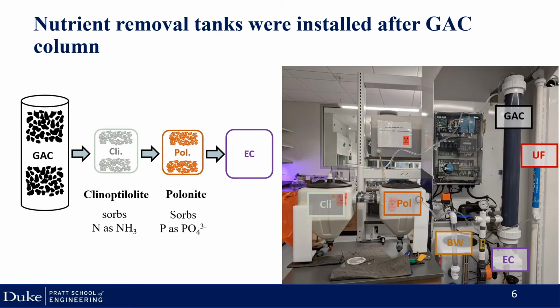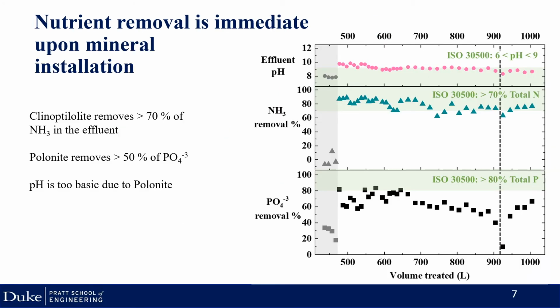Keeping that in mind, to improve polonite sorption capacity, the nutrient removal tanks were installed after the GAC column step and before the electrochemical cell, as shown in the schematic, and as well shown in a real picture of our system. Now, the question becomes, are these materials effective in a single-pass on-site water treatment system? In this graph, we have the effluent pH on top, the ammonia removal percentage in the middle, and the phosphate removal percentage in the bottom.